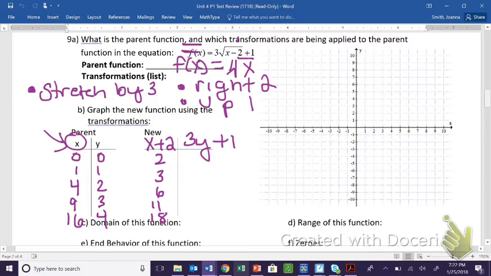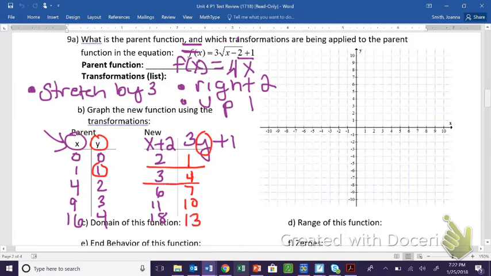Now I'm going to take my y values, okay? I'm going to use a different color to help potentially you see this. Y, and I'm going to put that in right there. 3 times 0 is 0, plus 1 is 1. 3 times 1 plus 1 is 4. 2 times 3 is 6, plus 1 is 7. 3 times 3 is 9, plus 1 is 10. 4 times 3 is 12, plus 1 is 13.